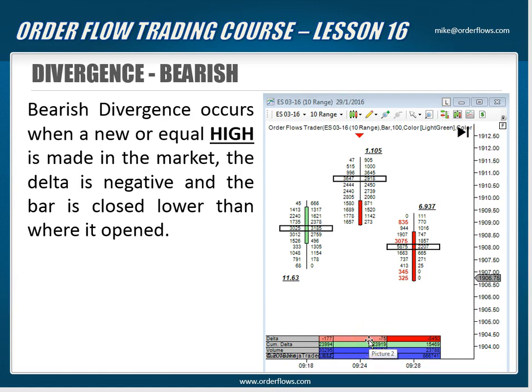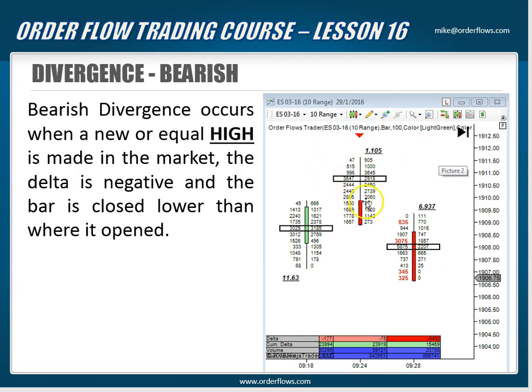Now, one of the things that makes my software a little bit different than most of the software on the market, it refers to divergences. Most order flow software will just say you have a divergence when you have a new or equal high and a negative delta, or a new or equal low and a positive delta. I'd like to take it a step further.